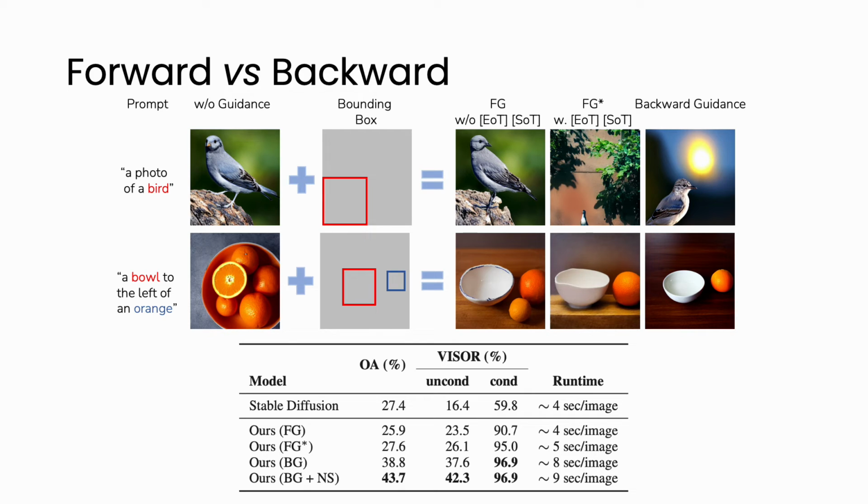In the bottom table, we give a quantitative comparison between backward guidance and forward guidance on the VISOR benchmark. We can see that applying forward guidance on spatial tokens does help the layout control, while backward guidance is still better. Besides, we can further boost the performance by selecting the initial noise using the loss function defined in our backward guidance, which is shown in the last row of the table.